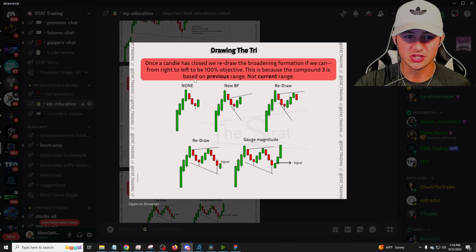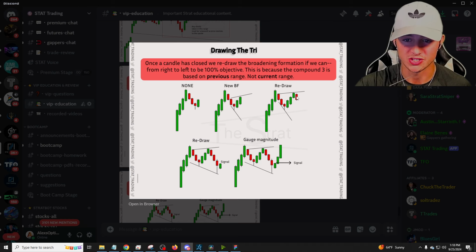So you'll notice there is no broadening formation in here. They made a high, they made a low, there's no higher highs, nothing. And then we make the low and then the slight higher high to this bar's range here. Now we have a broadening formation. We can draw right to left. And then notice it continues. So we redraw right to left. It's grown in size. And then there is a 2 up followed by a 2 down.